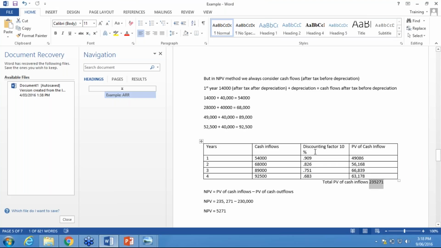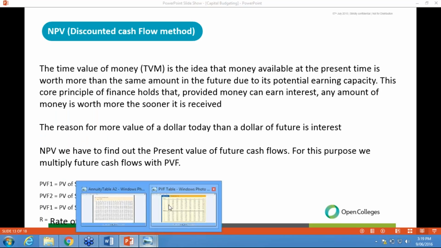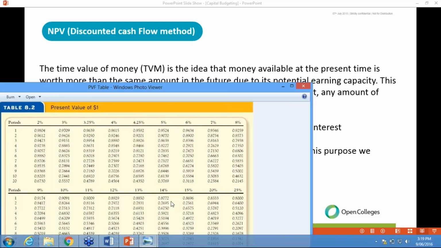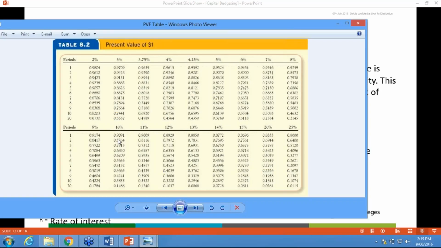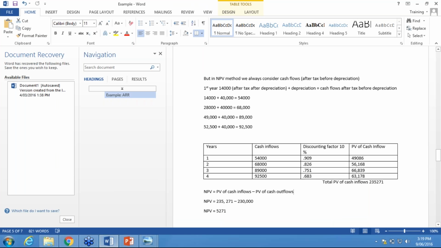Now I will show you how I came up with this discounting factor. If you want, you can calculate it manually, which I have shown you in the PowerPoint slides. Look here, like this, R is 10%, you can calculate it manually, but there is no use calculating manually. That is your PVF table. Look at the interest rate, that is 10%. These are the periods, meaning years. 1, 2, 3, 4, 5, whatever years, depending on the question. In this question, 4 years or 5 years have been given to you. Just take the present value factor from this table and you can use it directly.